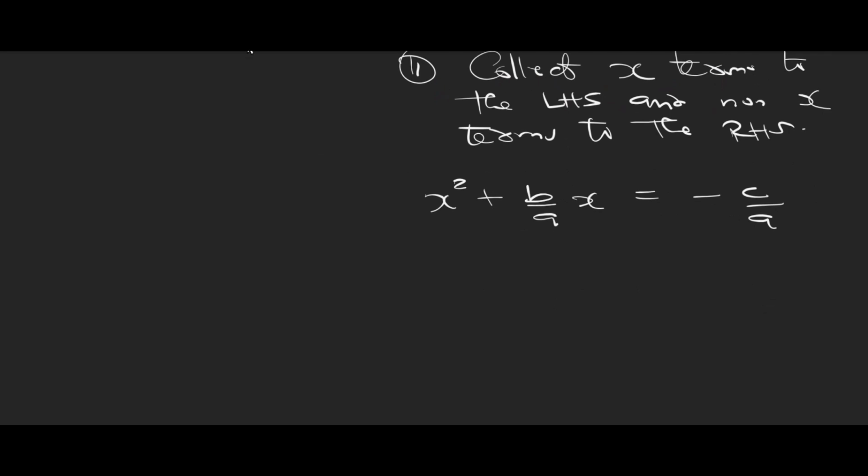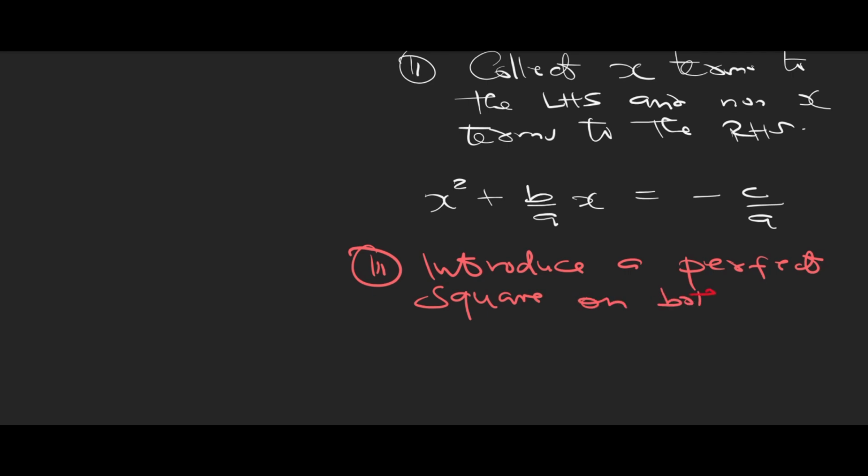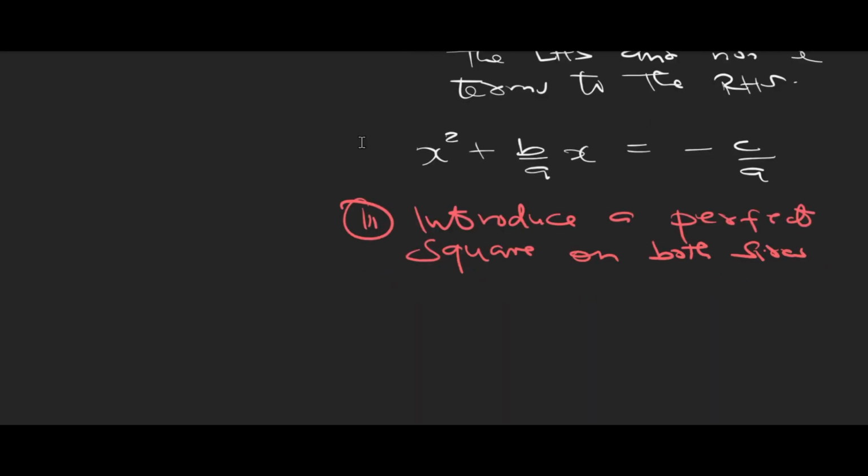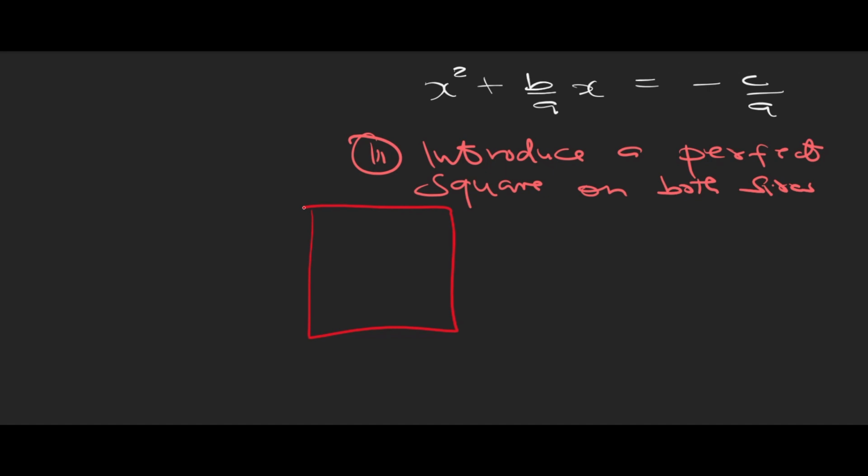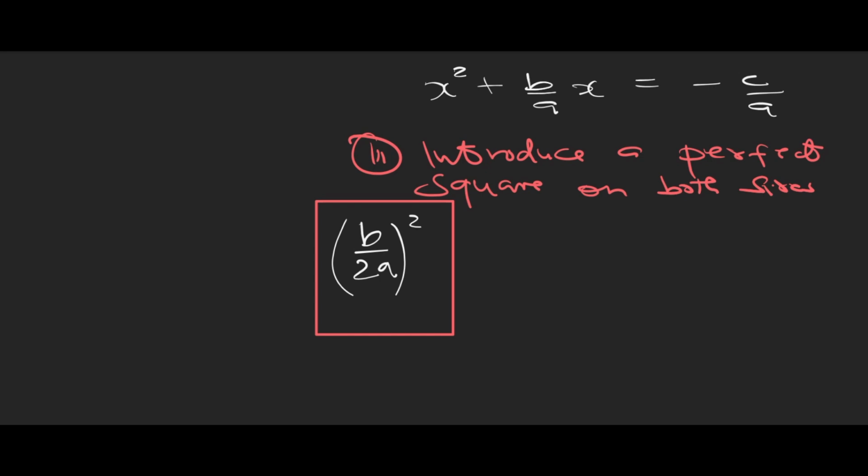Now, to complete the square is whatever we do in the third step. This is the most important thing. You will have to introduce a perfect square on both sides. First of all, what is a perfect square? A perfect square is b over 2a, the whole thing, squared. It is the square of half the coefficient of x. Now, you might ask me, why am I placing a 2a over here, yet there was no 2a over here? And I'll advise you, go into the link, watch how we complete the square, and you'll understand it better.